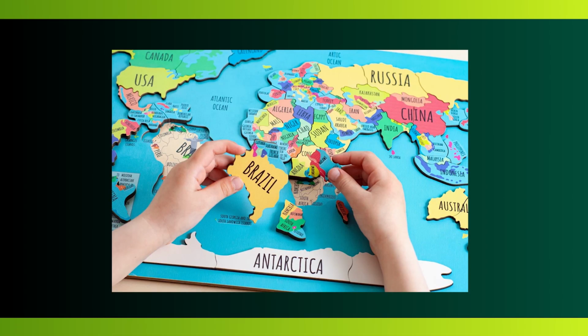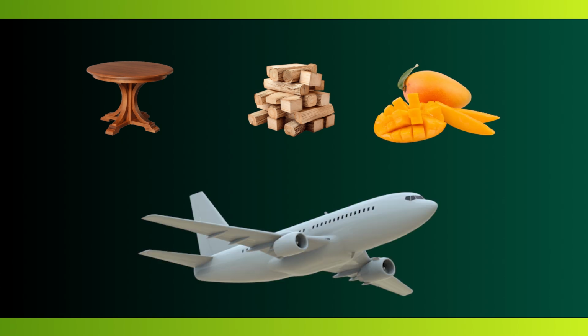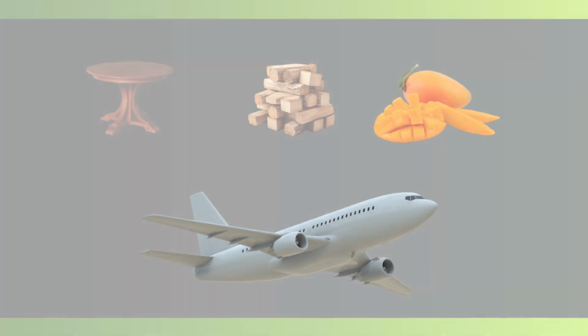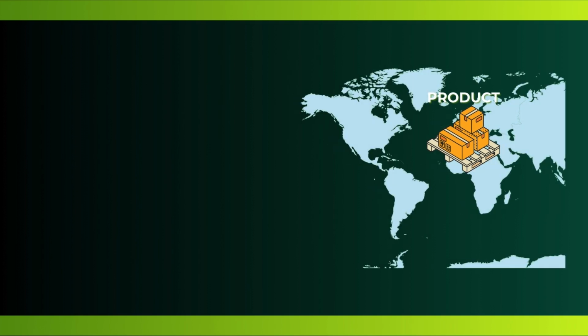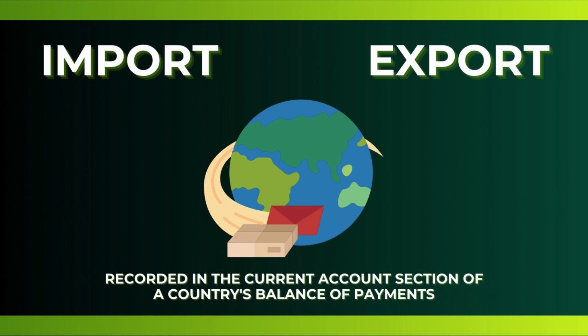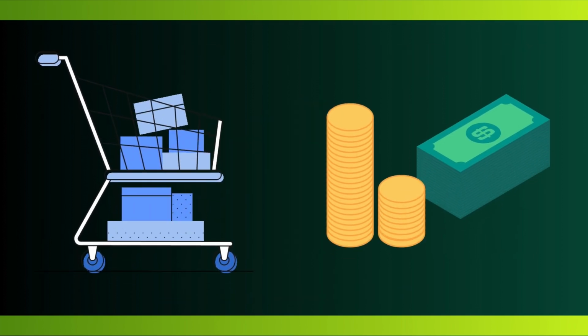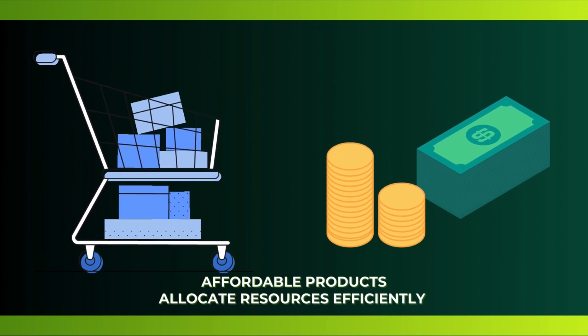International trade brings countries together. It pertains to the buying and sale of goods and services by enterprises from different countries, from consumer products, raw materials, food, and machinery. They are all bought and sold on the global marketplace. A product sold to international markets is known as an export, while a product purchased from global markets is called an import. Both imports and exports are recorded in the current account section of a country's balance of payments. By trading, countries can offer more affordable products and allocate resources more efficiently, which can lower costs.